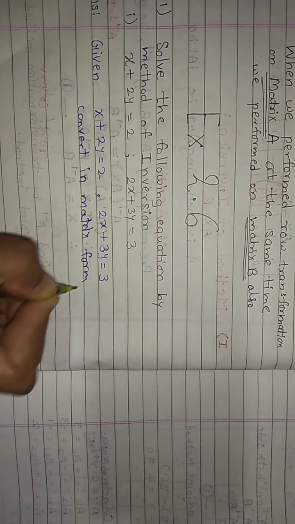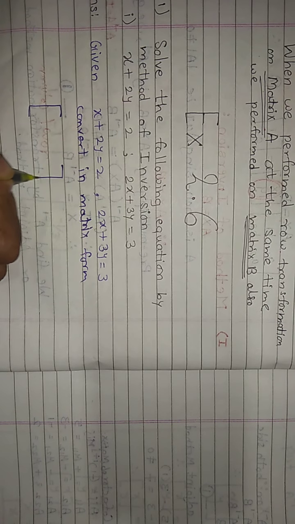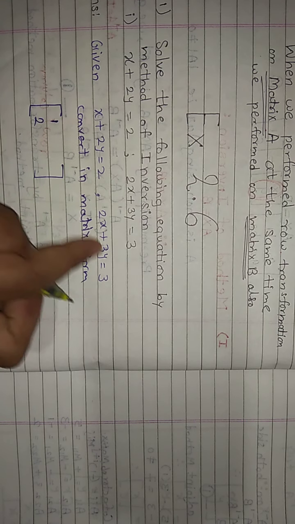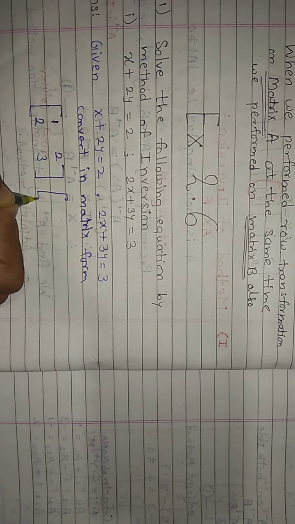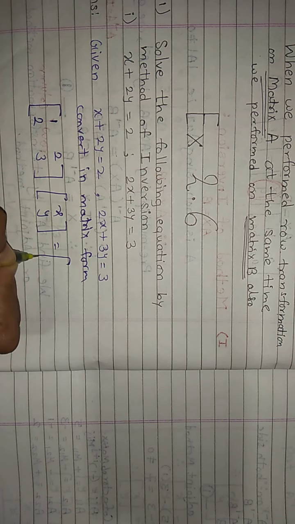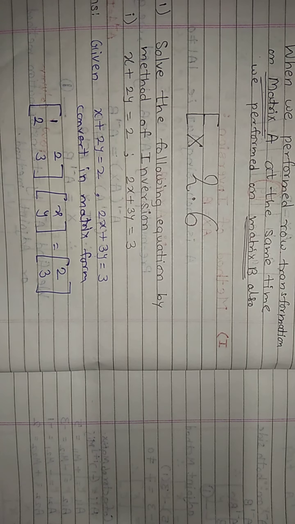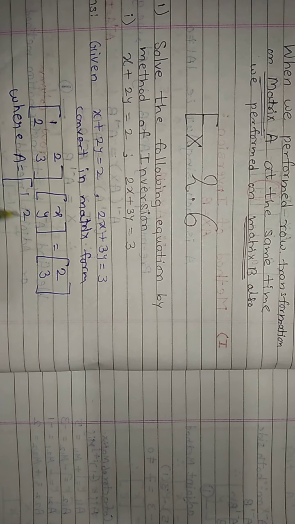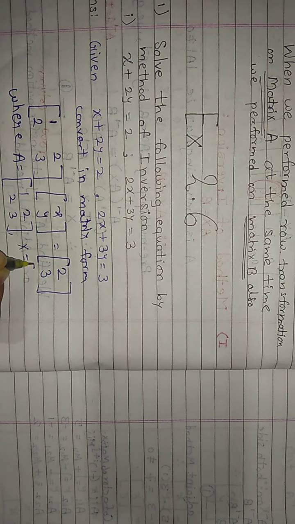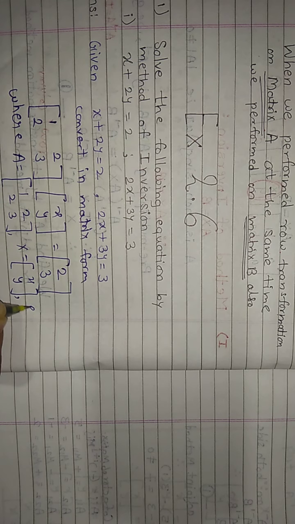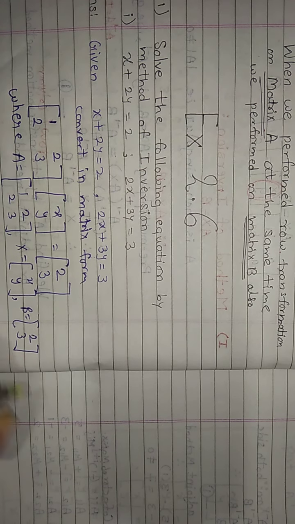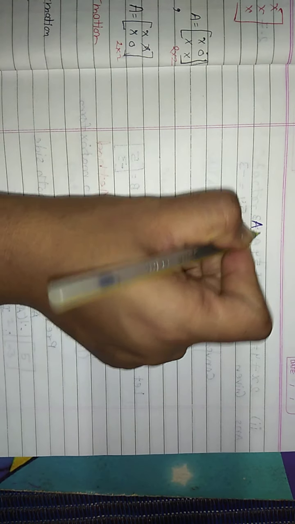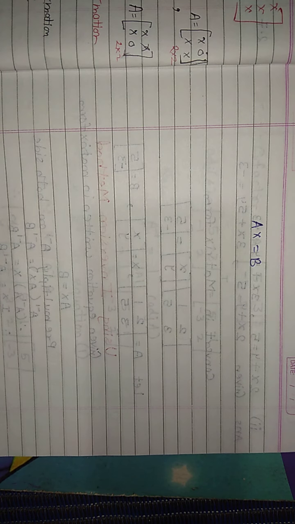In matrix form, we first write down the coefficients of x, 1, 2, and the coefficients of y, 2, 3, times x, y, is equal to the constant terms 2, 3. So we mention here where A is equal to 1, 2, 2, 3, X is equal to x, y, and B is equal to 2, 3. After that, we get AX is equal to B.